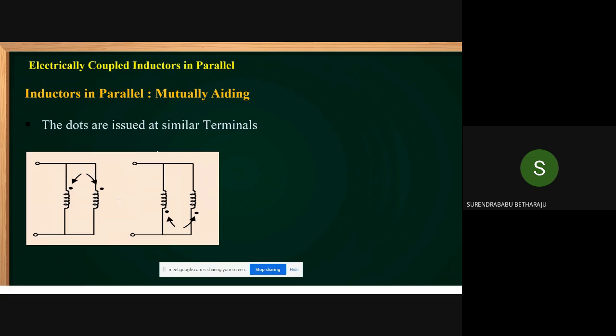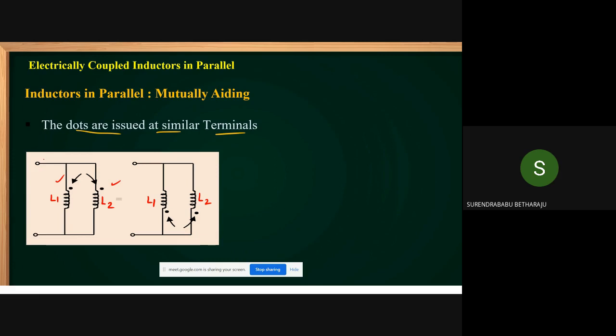Next, inductors are in parallel, but it is a mutually aiding connection. Mutually aiding means that point you already know. The dots are placed at similar terminals. For this coil, the dot is placed at the starting terminal. Yes, it is also at a starting terminal. This is L1, this is L2. For this coil, the dot is placed at the ending terminal, and this also at the ending. That's why this is also mutually aiding.